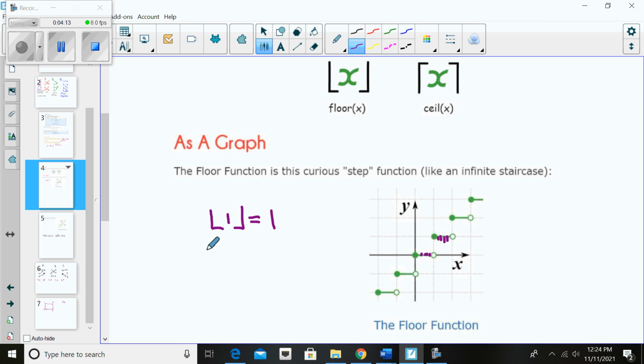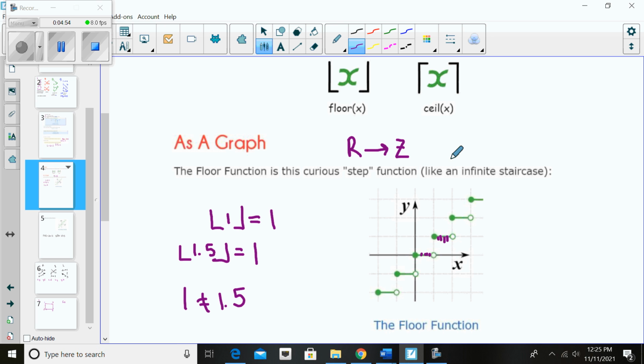And I'm sure you can see then that we are not 1-to-1. First of all, this would fail the horizontal line test, because we have sections that are horizontal lines. We can also verify that by saying that f of 1 and f of 1.5 both equal 1. However, 1 and 1.5 are not equal. That's the definition.